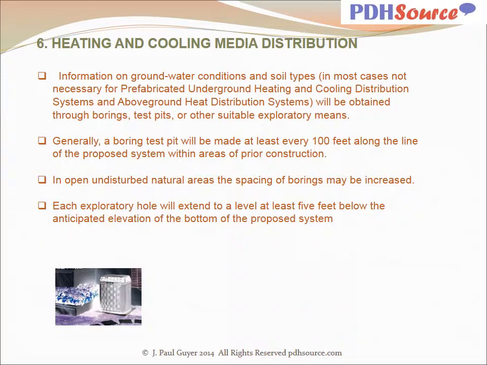Information on groundwater conditions and soil types, in most cases not necessary for prefabricated underground heating and cooling distribution systems and above ground heat distribution systems, will be obtained through borings, test pits, or other suitable exploratory means. Generally, a boring or test pit will be made at least every 100 feet along the line of the proposed system within the areas of prior construction. In open, undisturbed natural areas, the spacing of borings may be increased. Each exploratory hole shall be extended to a level at least 5 feet below the anticipated elevation of the bottom of the proposed system.